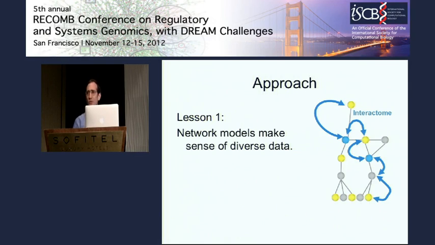I'll try to tell you how we think about applying network approaches to these data. Okay. So the first thing we're going to do is the point I've already made: we're going to try to find the physical connections among all of these data, and that might reveal to us signaling pathways and other kinds of biological processes that we didn't already know about.